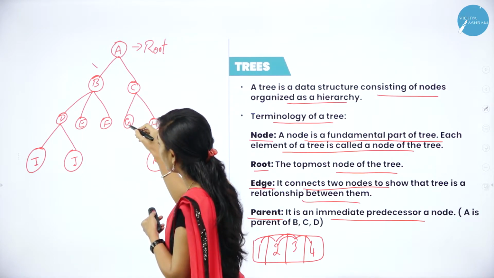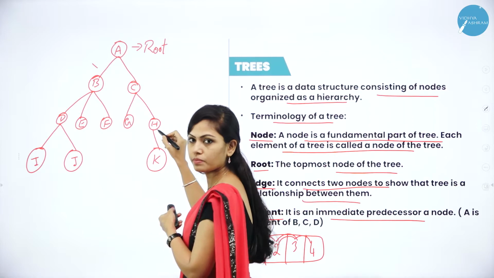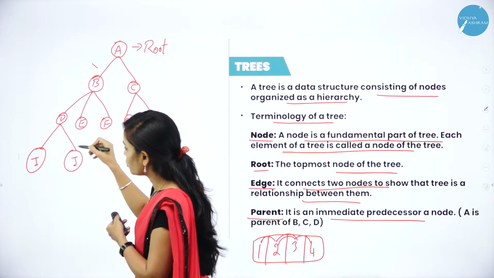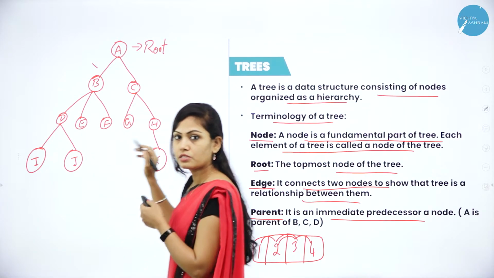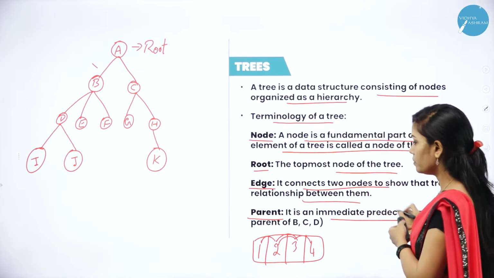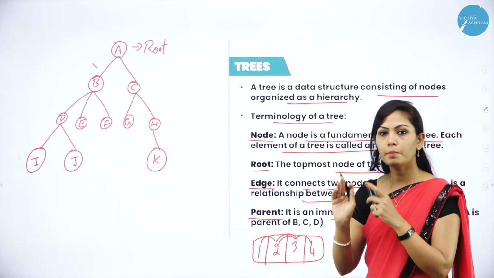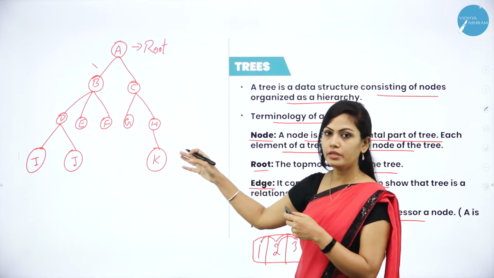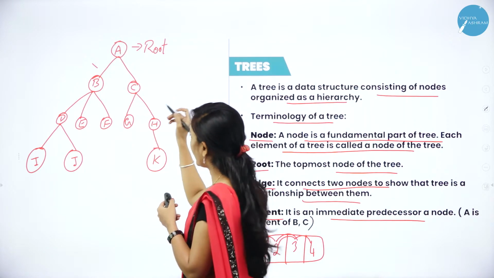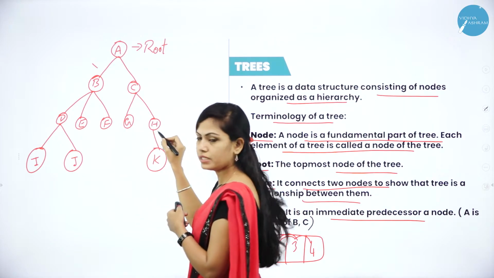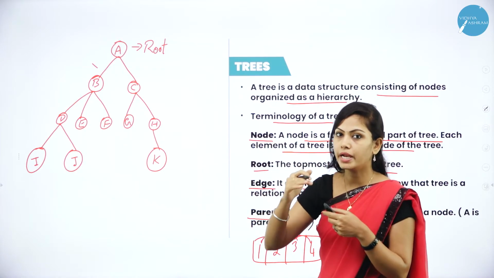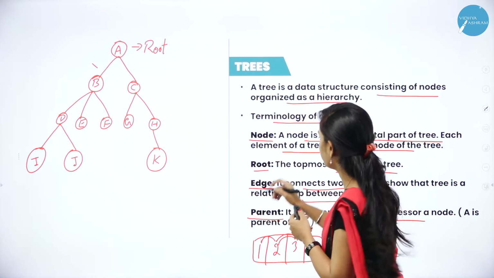C is a parent node of G and H, and H is a parent node of K, and D is a parent node of I and J. So parent node means an immediate predecessor of a node. In this example tree, A is a parent of B and C, and C is a parent of G and H. I hope you are getting my point.